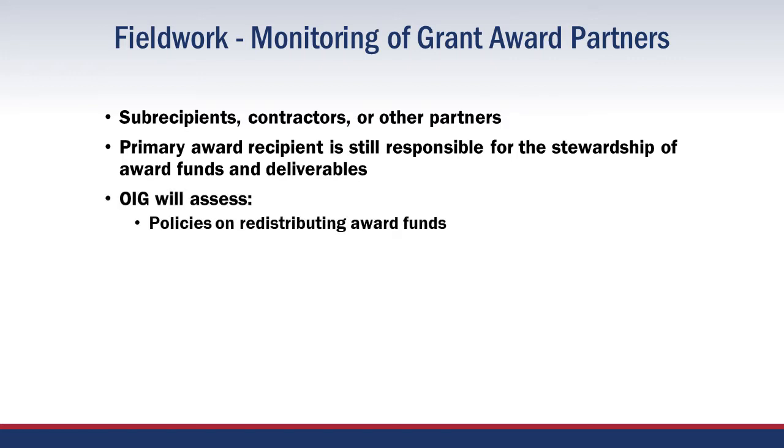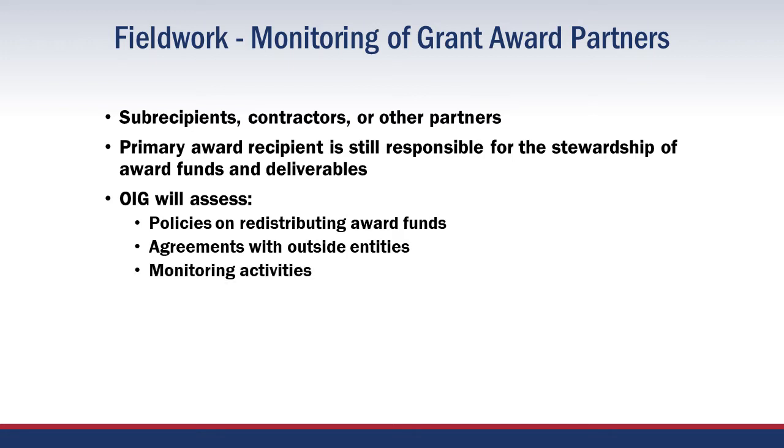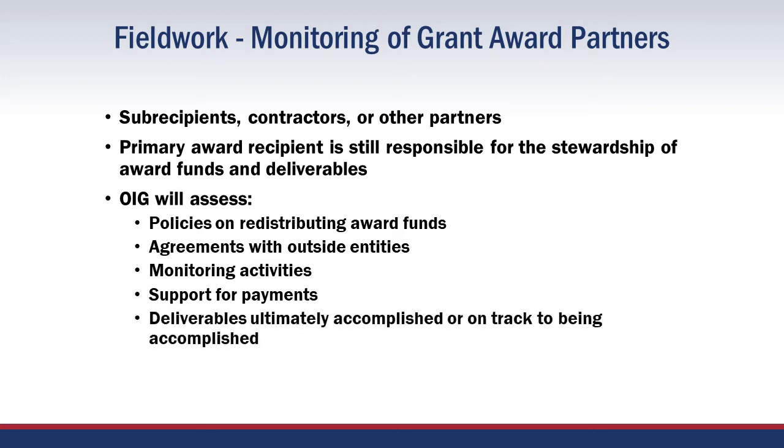In these instances, the OIG audit team will assess the following: the policies governing subrecipients, contractors, and other partners receiving award funding, including the selection or procurement process, the agreements governing these relationships, the extent to which the primary award recipient monitors performance of these entities and their handling of award funds, whether there is adequate support for payment of award funds to outside entities, and whether the payments are allowable, and whether the objectives from these agreements were ultimately accomplished or are on track to be accomplished by the end of the award.